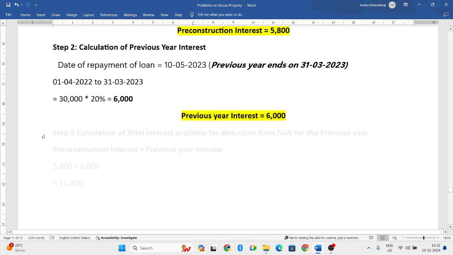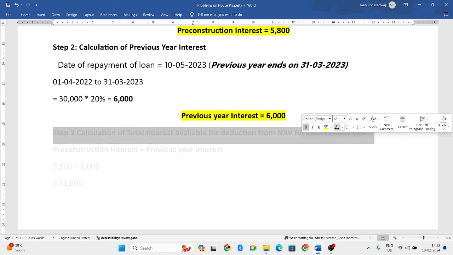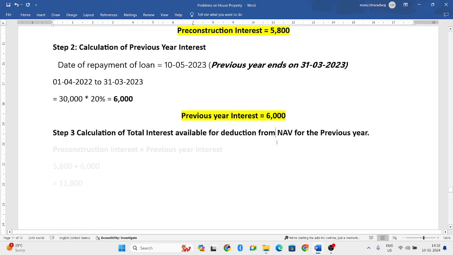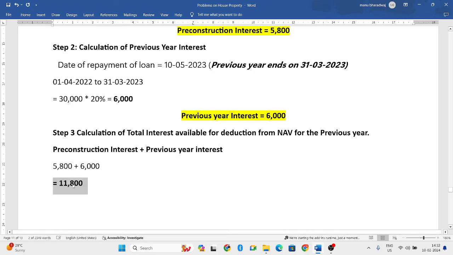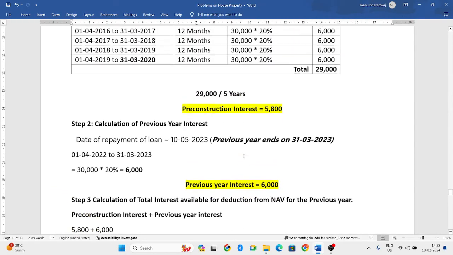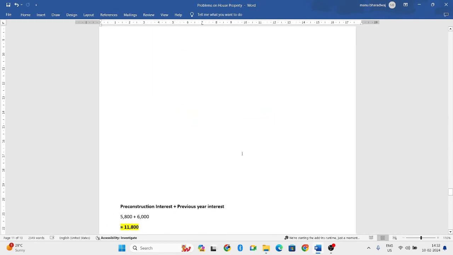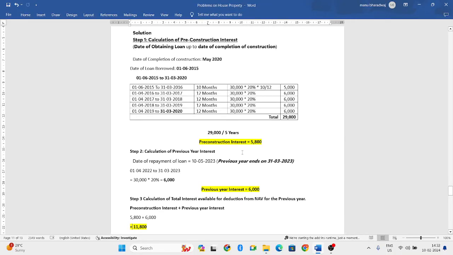Now step 3 is calculation of total interest available for deduction. We have to add both the pre-construction interest plus the previous year interest. Adding the two, we get 11,800 rupees. This is the amount that we can take as deduction. So this is how we need to solve the problem.